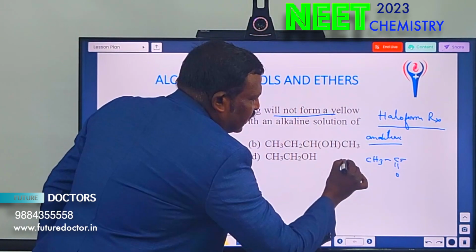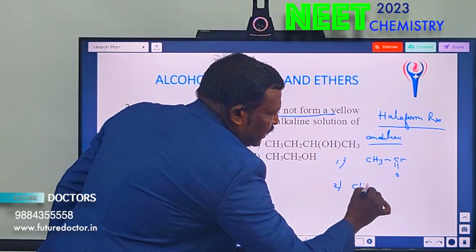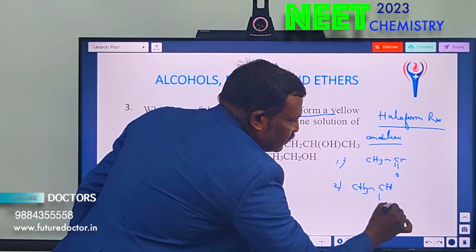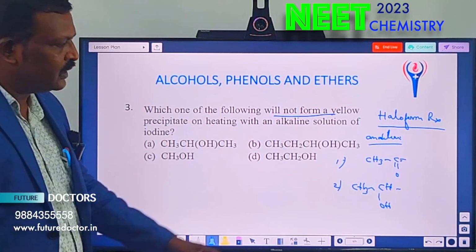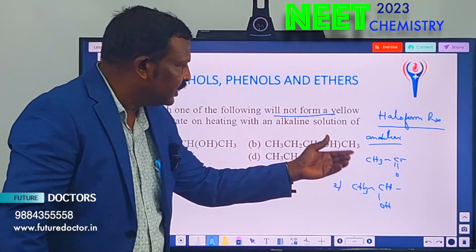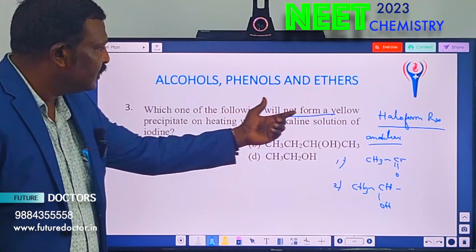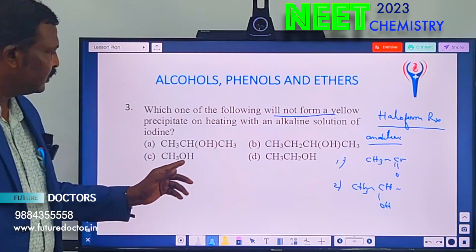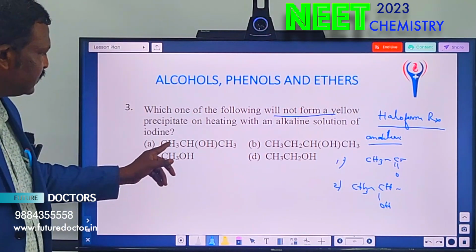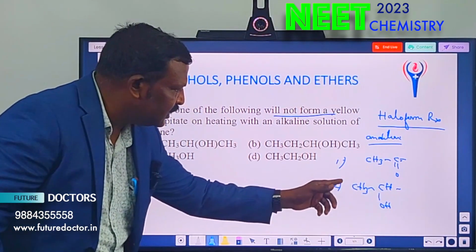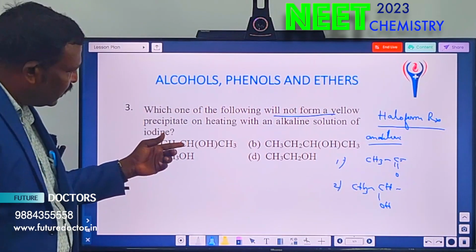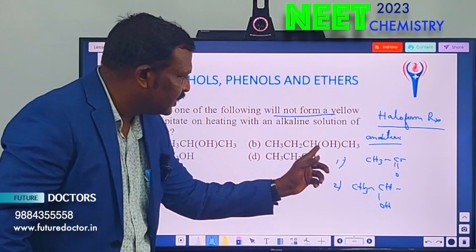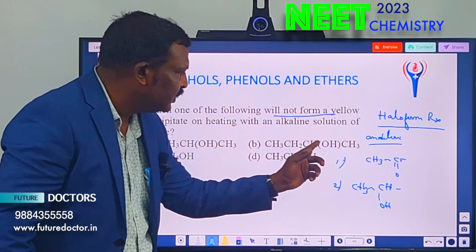This is one condition. Another is that the compound should have a methyl carbinol group, CH3CHOH. Any compound having these two groups can give the yellow precipitate. But the question is, which one does not give? See this first compound: CH3CHOH is there, so it can give. Here also CH3CHOH, so this also can give.